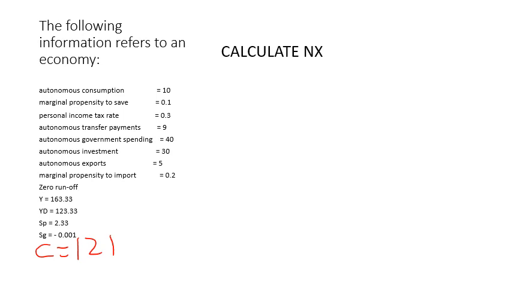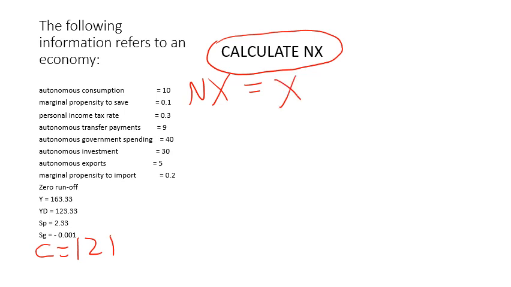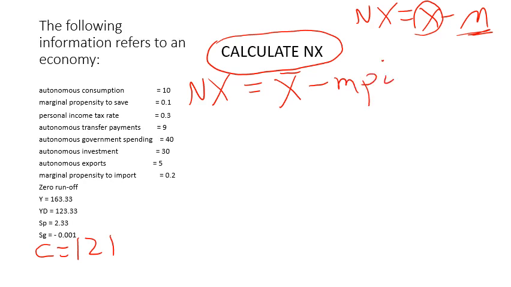So, the next calculation is NX, net exports. Our equation for net exports is autonomous exports minus imports. Again, NX is equal to X minus M, right? So X in this model is autonomous, and imports are marginal propensity to import out of national income. All right? So let's see.